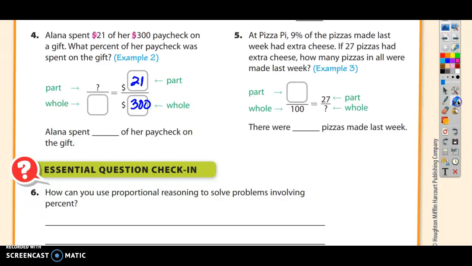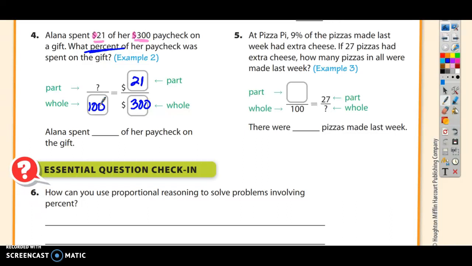So when you're reading these, you need to recognize that this was part of the check and this was the whole check, and that helps us know how to set these up right. And then we're going to put a number over here. What goes here? Well, this word right here means what? It means out of 100. So when it says what percent, that means we want to put a 100 there.